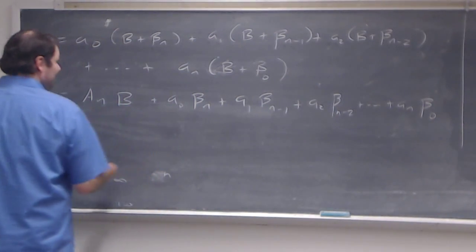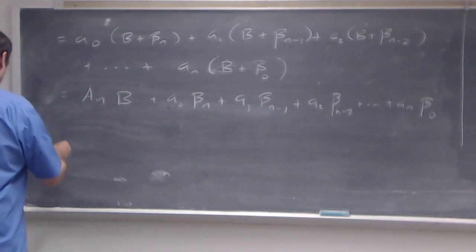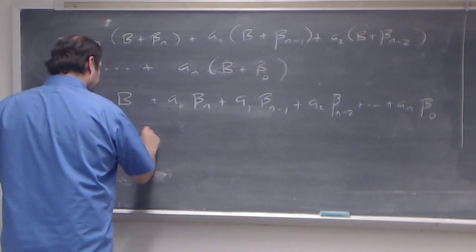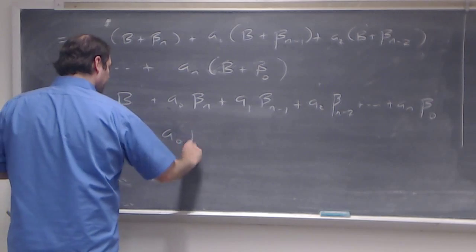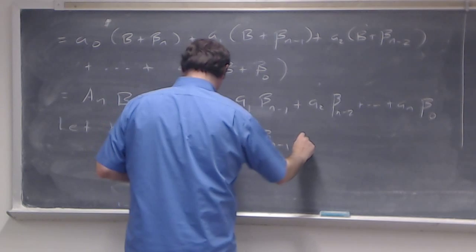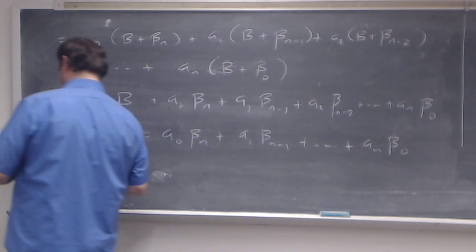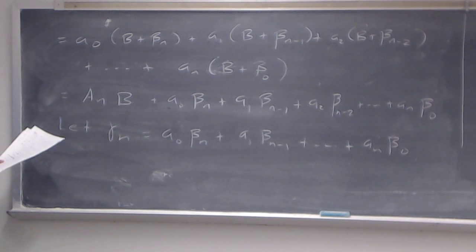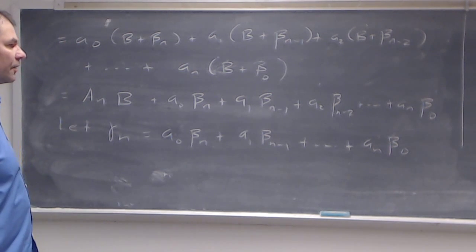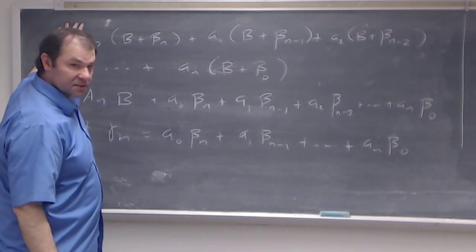Okay. So to simplify this part notationally, what we're going to say is we're going to let gamma sub n be equal to a sub 0 beta sub n plus a sub 1 beta sub n minus 1 plus all the way up to a sub n beta sub 0. Now, remember, this was equal to the C sub n, the strict C sub n, the partial sums for the product series. So that's what this was equal to.